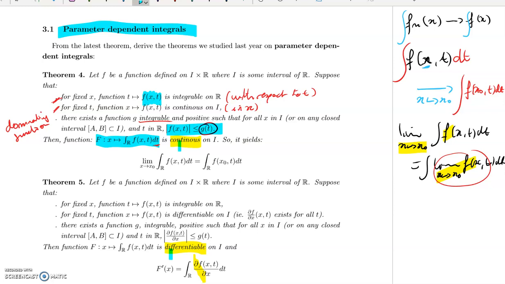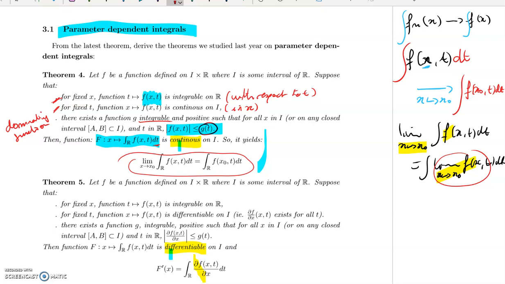If you remember the example, we used that to justify the fact that our integral is going to be bounded. So if we have those three hypotheses, we have continuity, and we can exchange the limit and integral signs, in terms of continuity in x. That's our first theorem, on continuity.